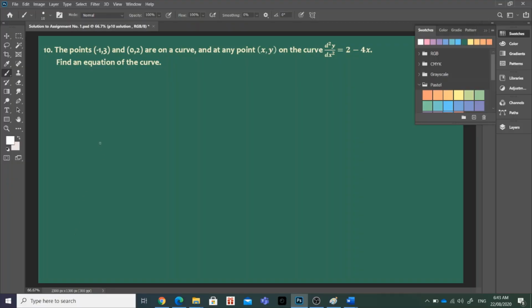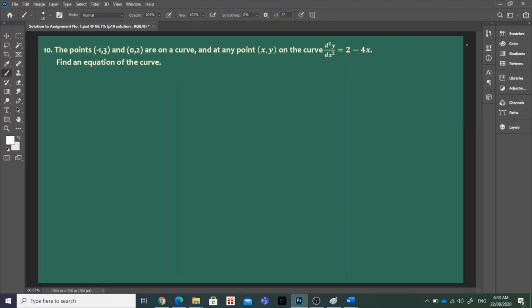Problem number 10, the points -1, 3, and 0, 2 are on a curve. And at any point x, y on the curve, d squared y over dx squared is equal to 2 minus 4x. Find an equation of the curve.